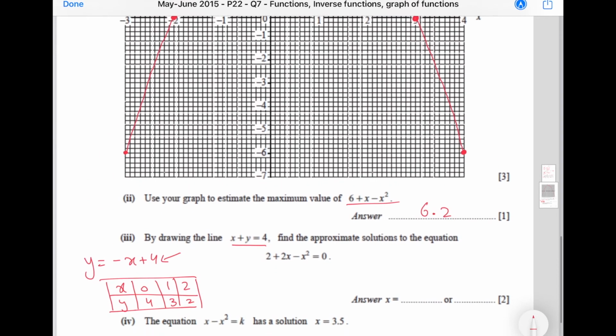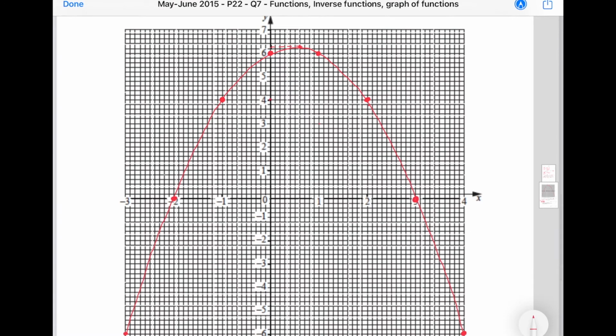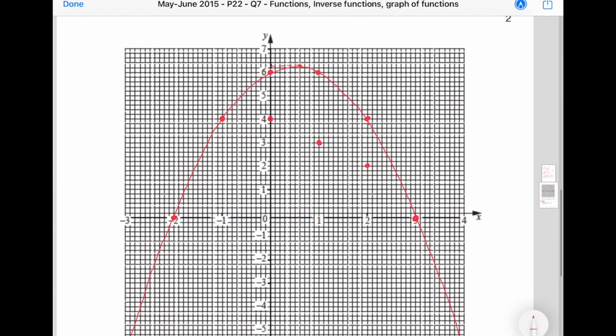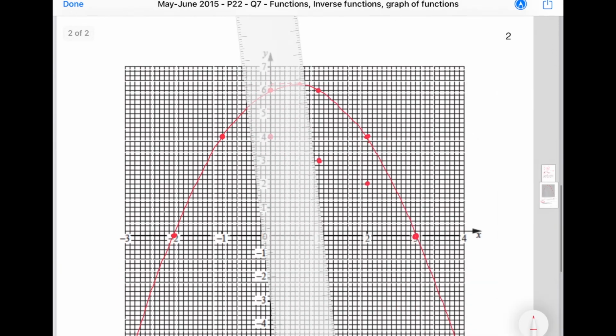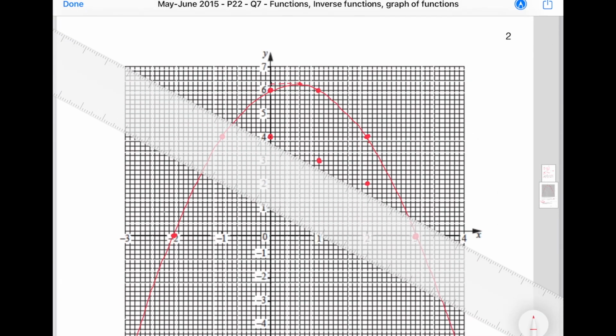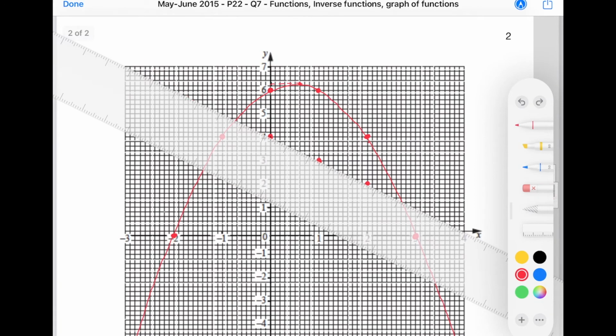Let's put these values on the grid. So 0 and 4 is supposed to be over here. Then it was 1 and 3, which is supposed to be over here. Then it's 2 and 2, which is supposed to be over here. Okay, now let's connect these values by a straight line. We have a scale over here. So when we connect these points using a straight line, it will look somewhat like this.